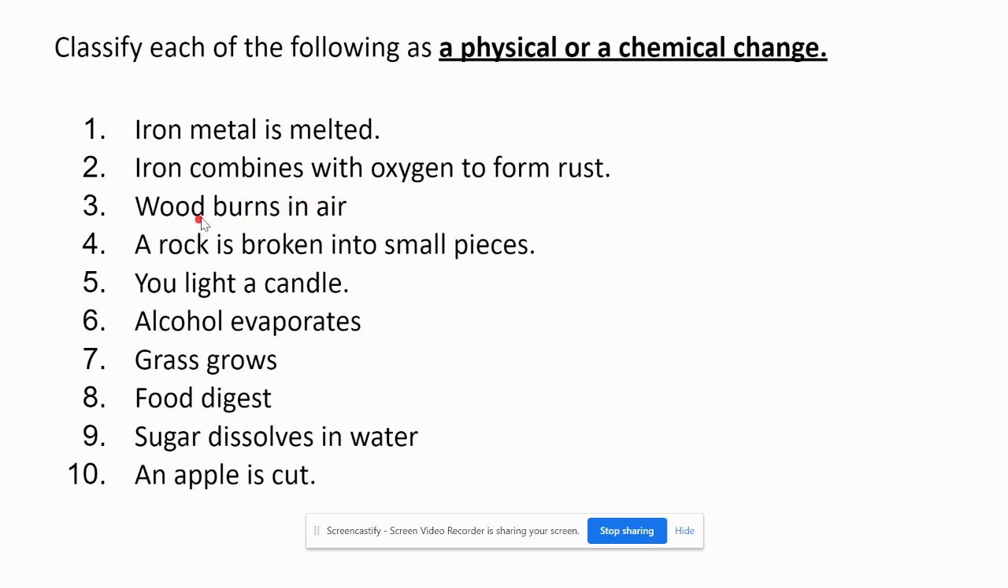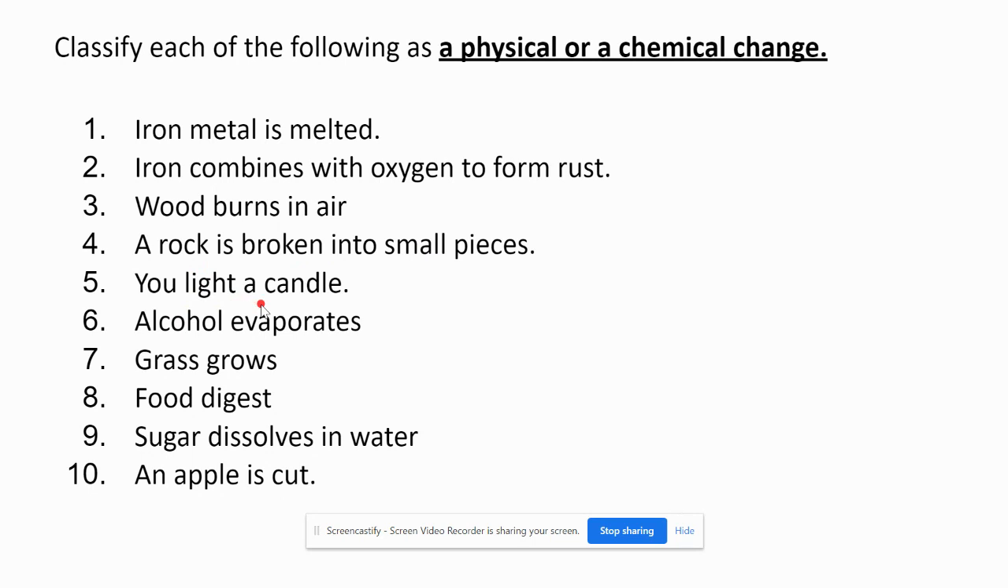When wood burns in the air, okay, so wood burns. I mean, wood has to undergo chemical reaction with oxygen in the air, and it burns and turns to another compound. So this is a chemical change. A rock is broken into small pieces, but the chemical of the rock doesn't change. It just breaks down to small pieces. So this is a physical change.